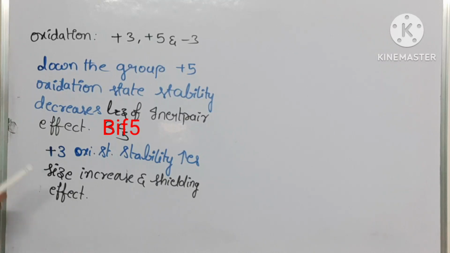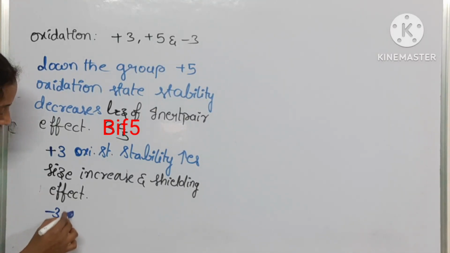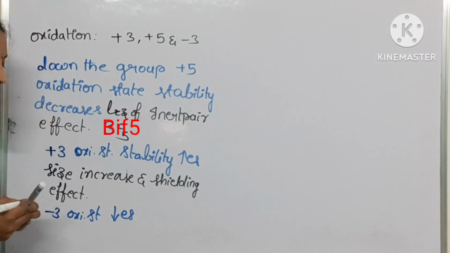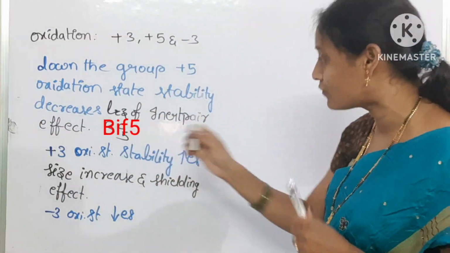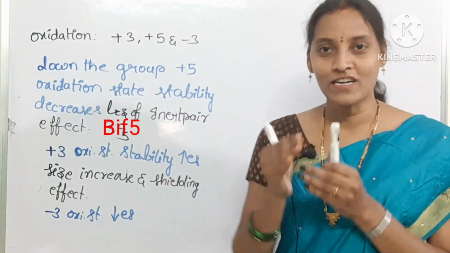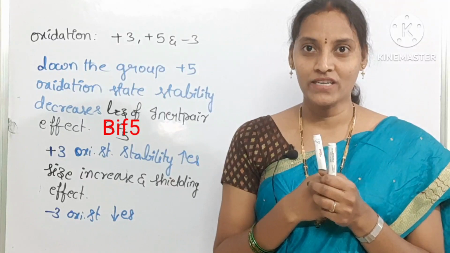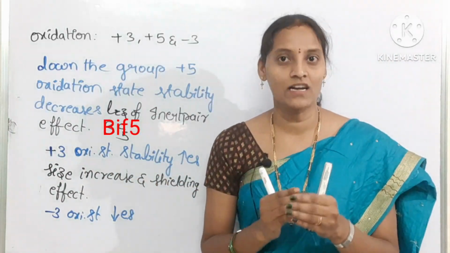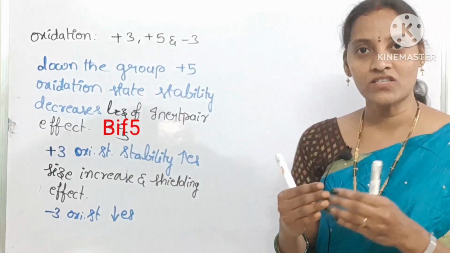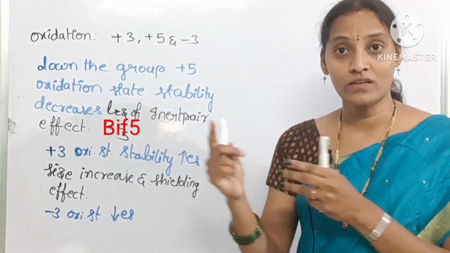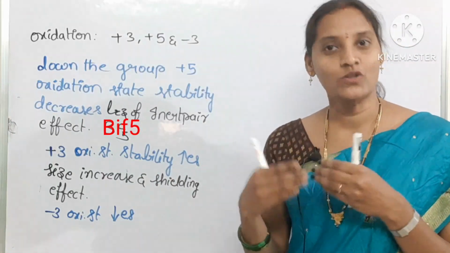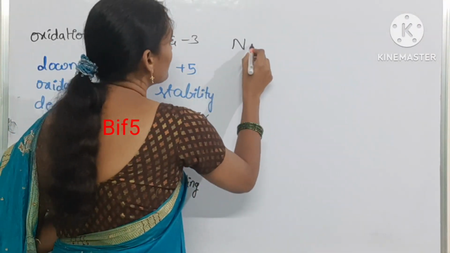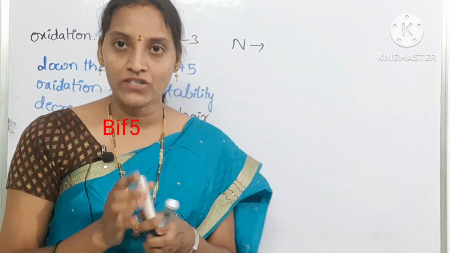If you see the -3 oxidation state, its stability also decreases down the group, because the same reasons are applicable here: size increases and the shielding effect operates, so the nucleus cannot attract electrons from the outer side. That's about it.